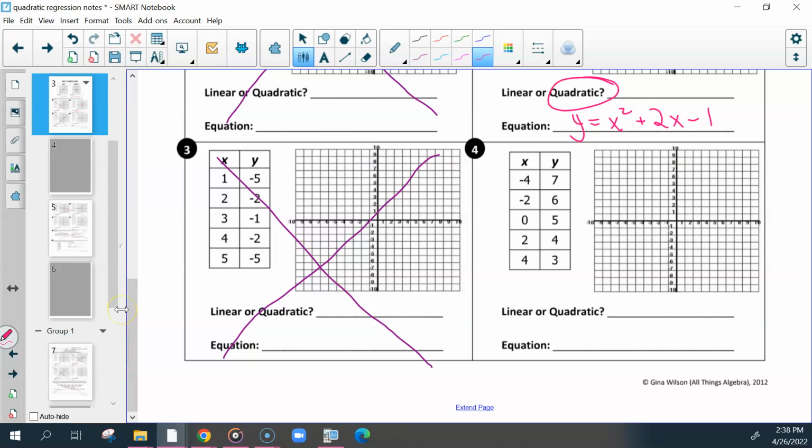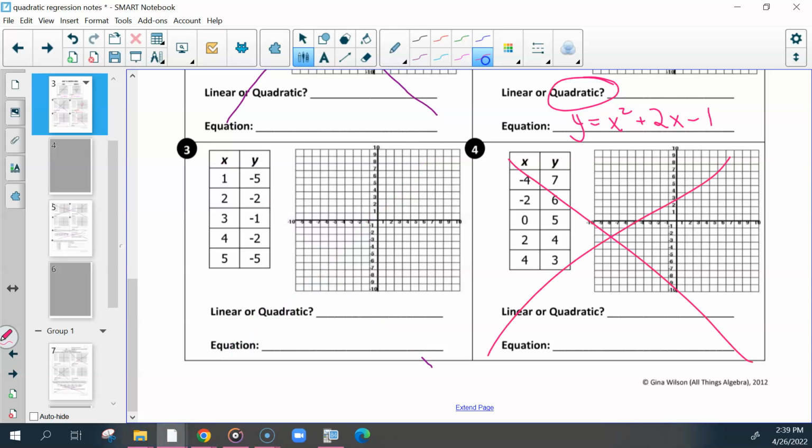Right, now let's do this one. Again, I said that this is going to be quadratic, but you could plot these points as well. So negative 4, 7, negative 2, 6, 0, 5. Oh wait. I think I crossed out the wrong one. I think it was supposed to be, yeah, let's do this.